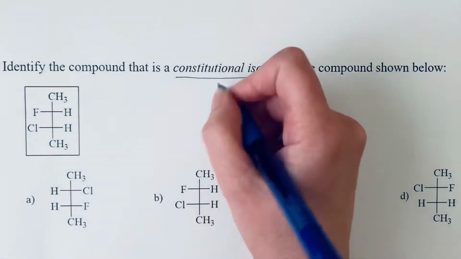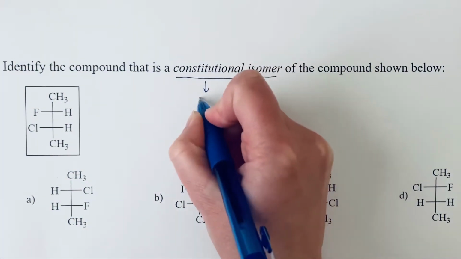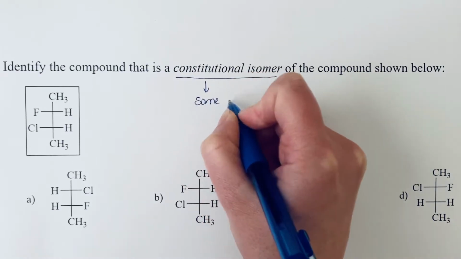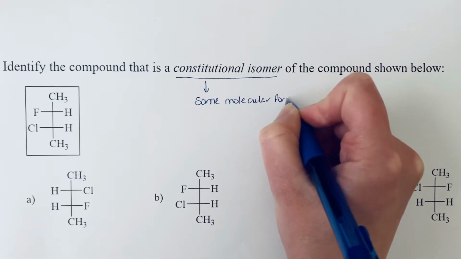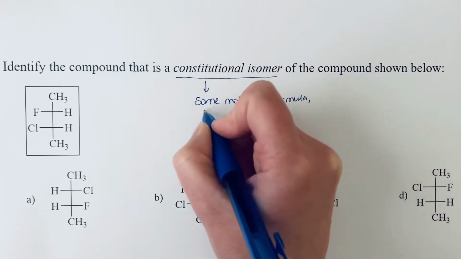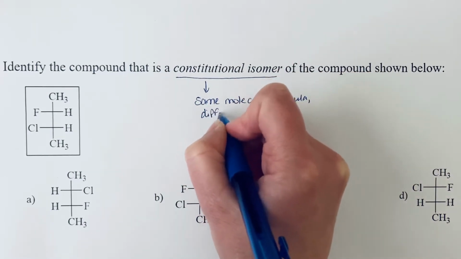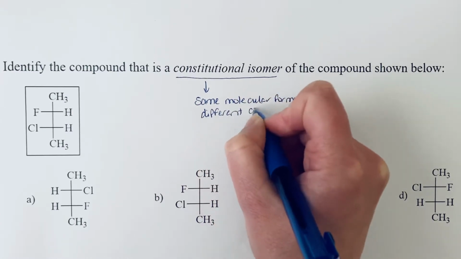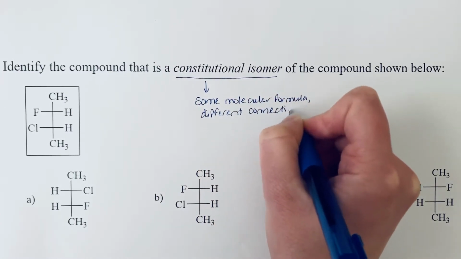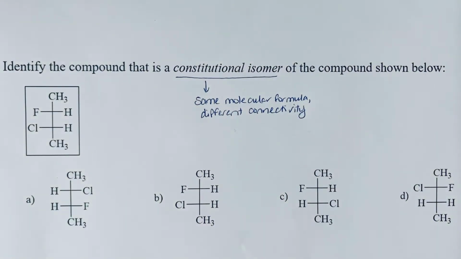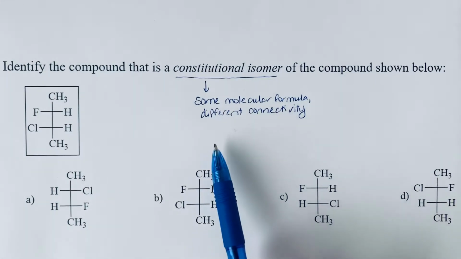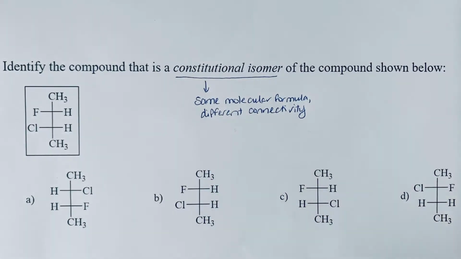So a constitutional isomer, we're talking about molecules that have the same molecular formula and they have a different connectivity. So that has to do with how the atoms are connected together. So maybe one has a parent chain that is longer than the other because they're branched differently, or maybe the substituents are on different carbons, stuff like that.